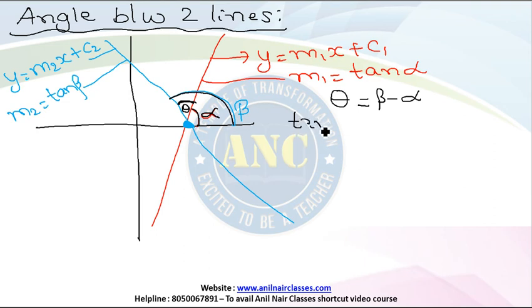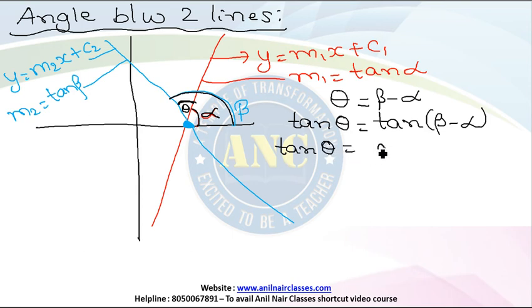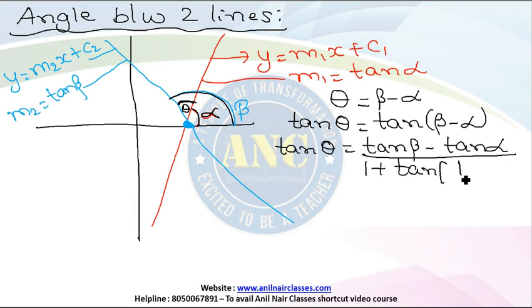If I apply tangent on both sides, tan theta is tan of beta minus alpha, tan of a minus b. We know the notation. It is tan beta minus tan alpha divided by 1 plus tan beta into tan alpha. So in simple language, tan theta is nothing but, it can be inside modulus, so that the angle will not become negative. I will represent it inside modulus.